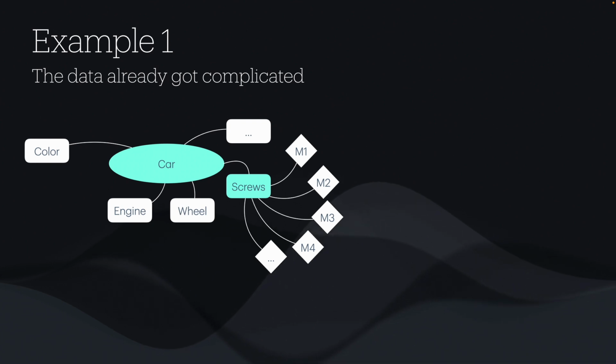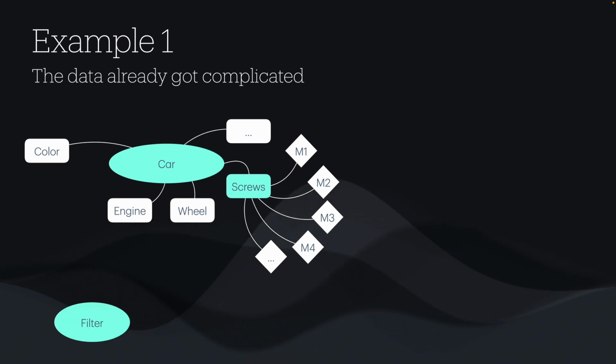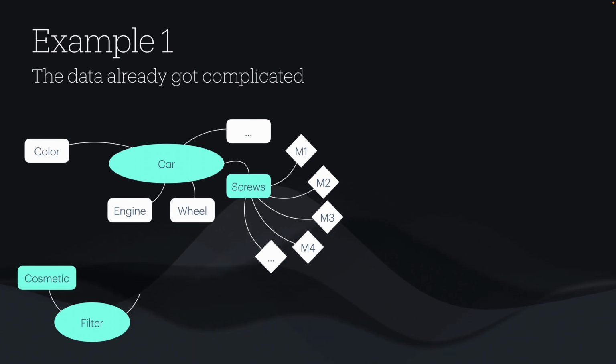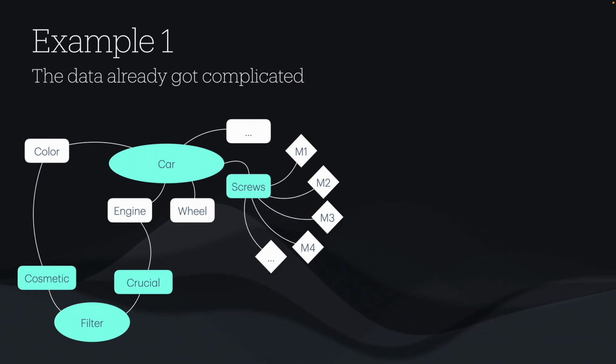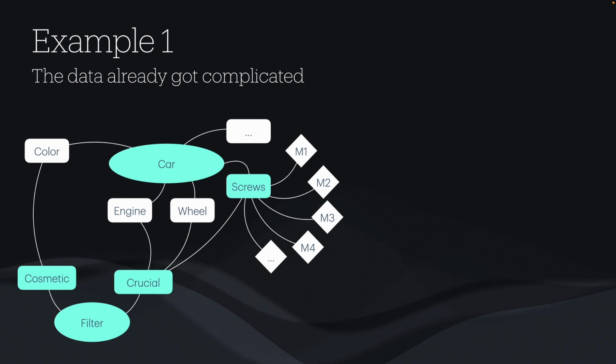So now let's add a parallel object to car called filter, where you can query the components of all cars by two categories: cosmetic and crucial. And we assign color as cosmetic, and engine, wheel, and screws as crucial. It gets a little bit complicated because it now requires a relationship between car components and the two filters. For example, you can say, give me all cosmetic. It will get you all colors belonging to all cars in the database. Give me all crucial components, or crucial engines. It will get you all the engines.